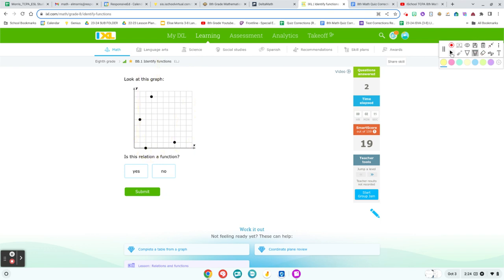So let me just do a couple of examples. Looking up and down, I don't see any that repeat. Here's an example like this of when it would not be a function. Do you see how vertically, if you drew a line through that it would touch twice? Okay, but this looks good. So this one is a function.